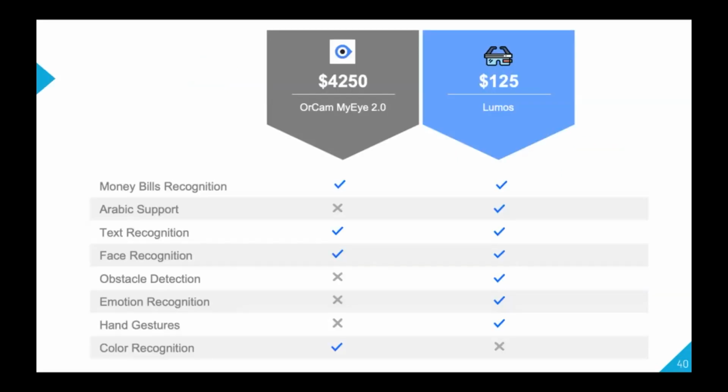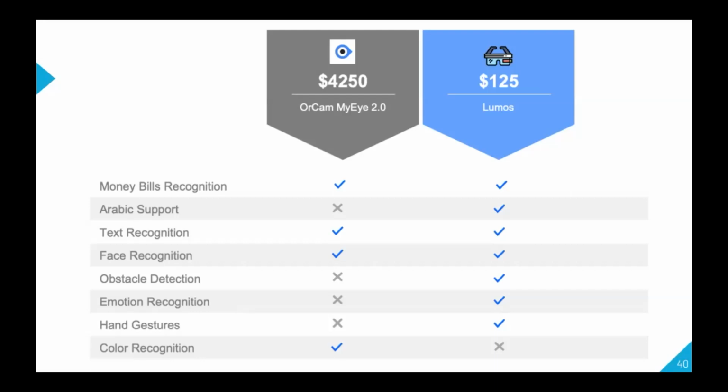So as you can see here, our main rival is Orcam My Eye 2.0. And what makes us incredibly advantaged is our price versus theirs. They have their device at $4,250, while ours costs $125.